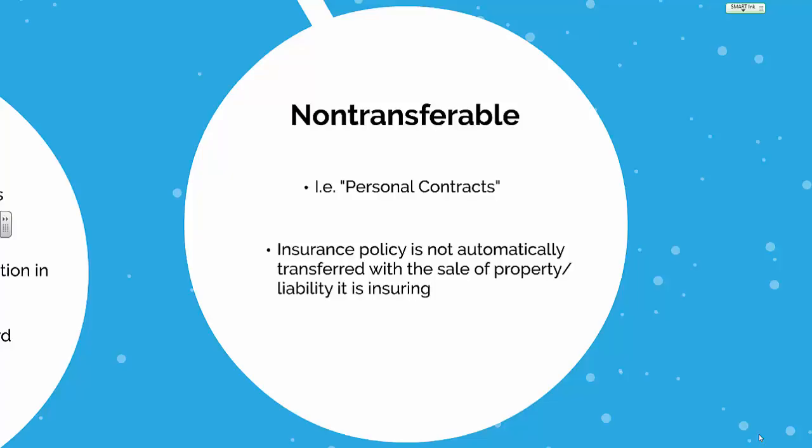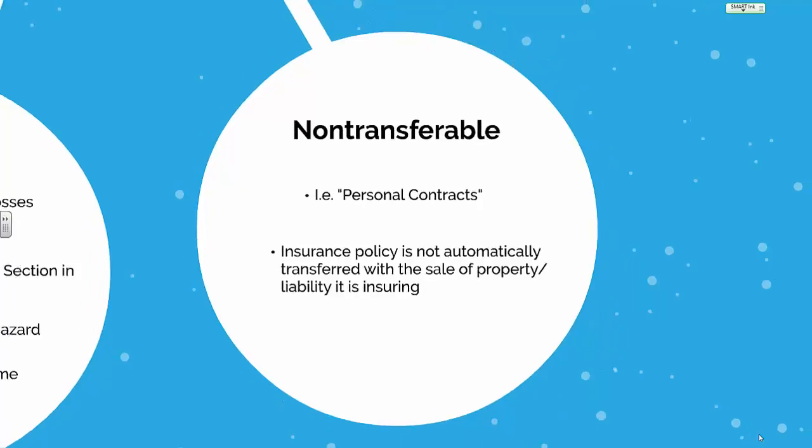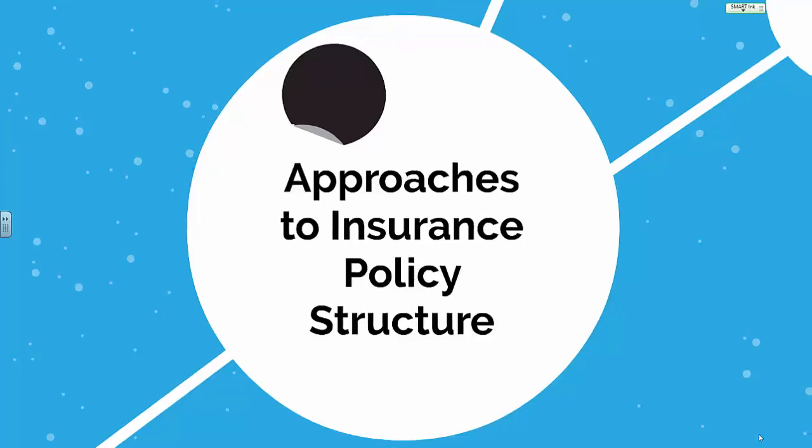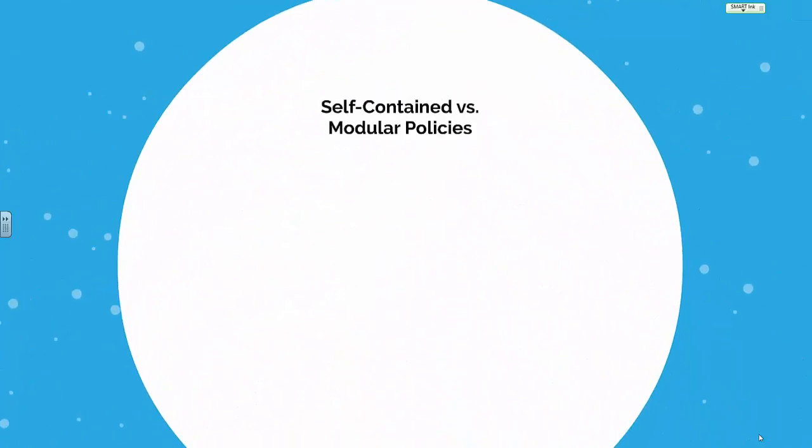If an insured does not agree to the transfer, they could simply cancel the policy at any time. Now let's talk about approaches to insurance policy structure. We're going to look at two different ways that an insurance policy can be structured and two different forms of an insurance policy. So let's start with self-contained versus modular policies.